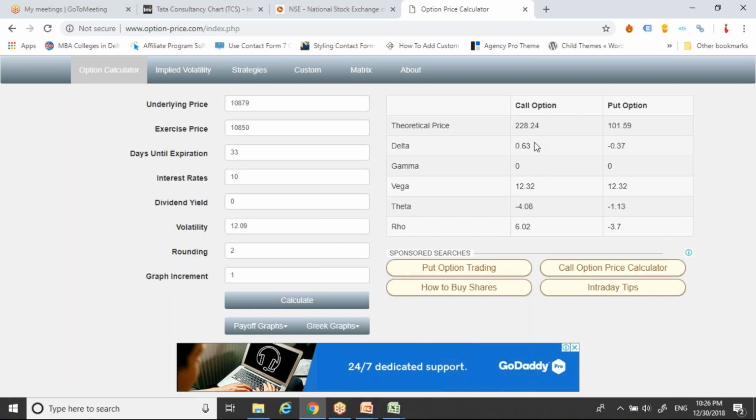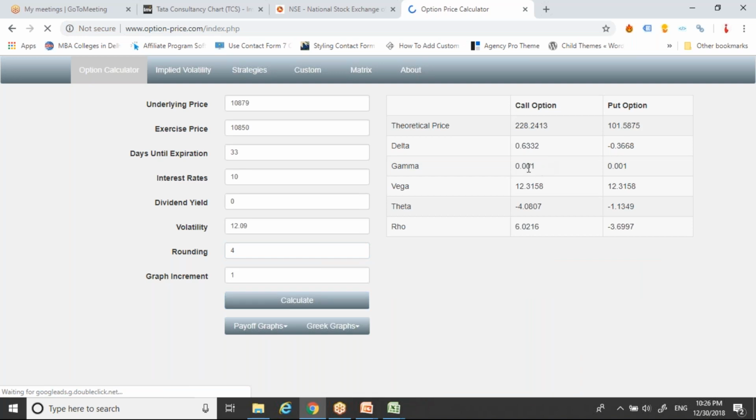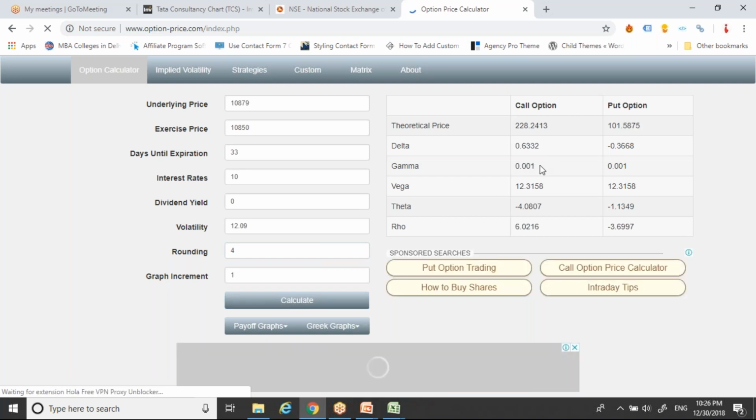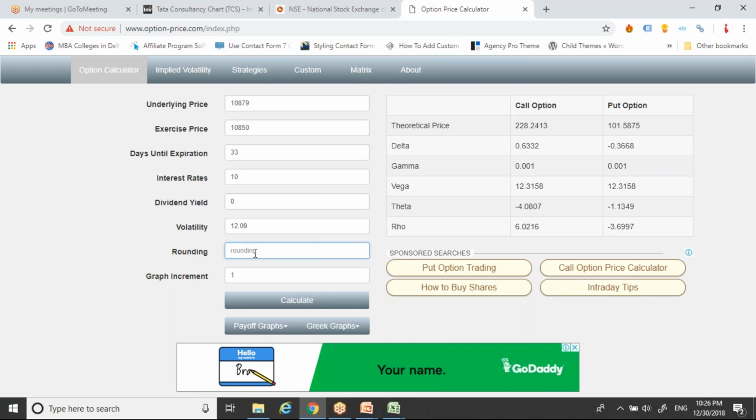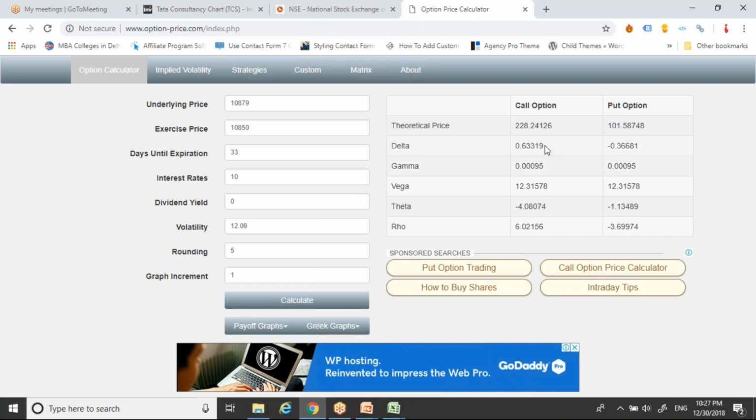Gamma will tell you the change in delta with respect to change in price. So if you give it 4 decimal points, you will see some value for gamma come up. Yes, there's the value for gamma coming up. With 5 decimal points, now we have the perfect gamma here. So gamma tells you about change in delta as the price changes, because delta is also changing. Delta increased from 61 to 63. So here delta will tell you how much the premium will change.